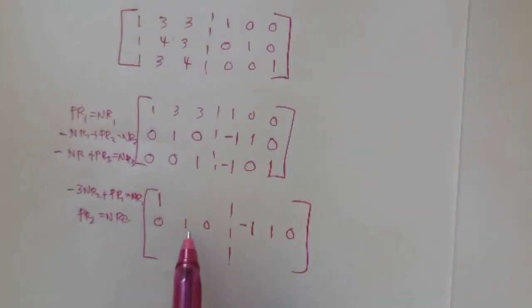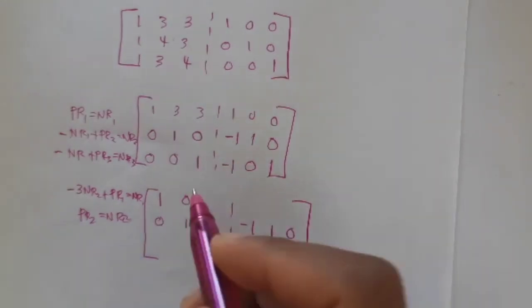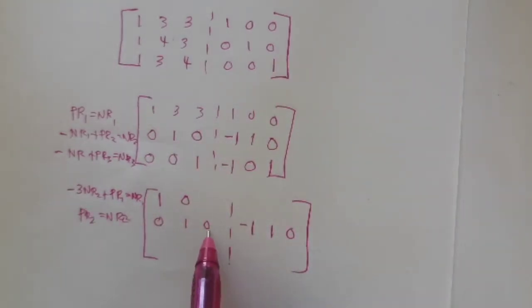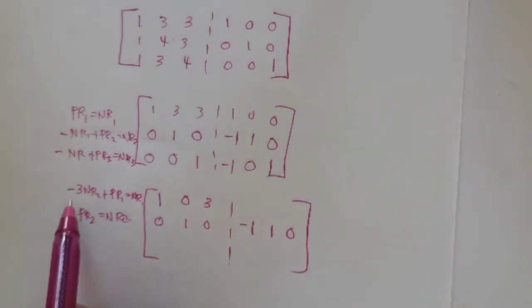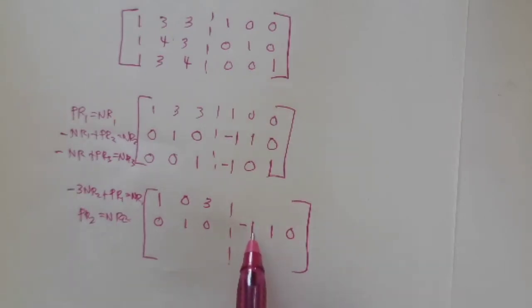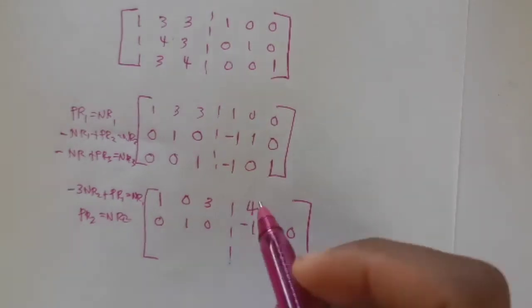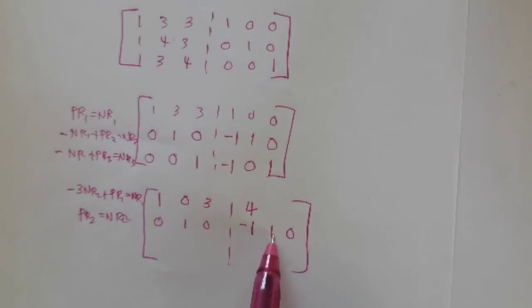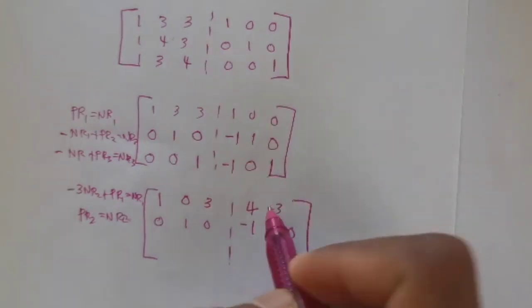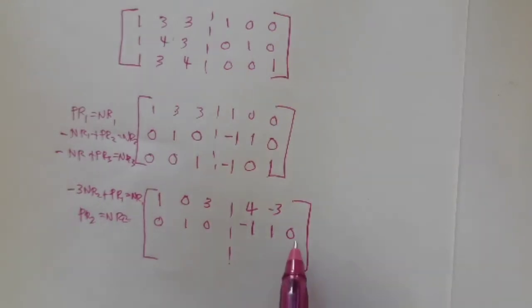So negative 3 times 1, that is negative 3, plus 3, that is 0. Then negative 3 times 0, that is 0, plus 3, that equals 3. So we have negative 3 times negative 1, that is positive 3, plus 1, that is 4. Then we have negative 3 times 1, that is negative 3, plus 0, that is negative 3. So next, negative 3 times 0, we have 0 plus 0, that is 0.